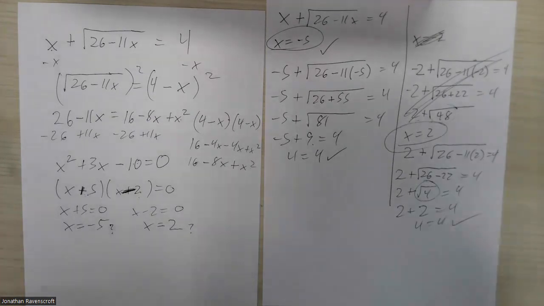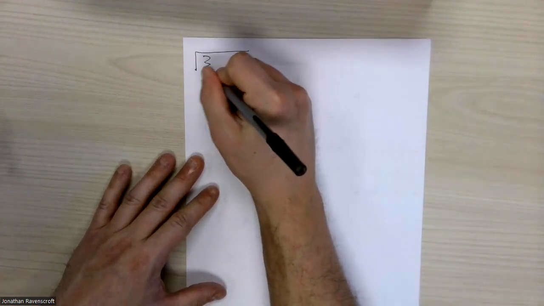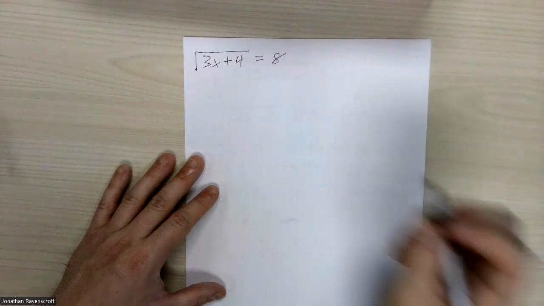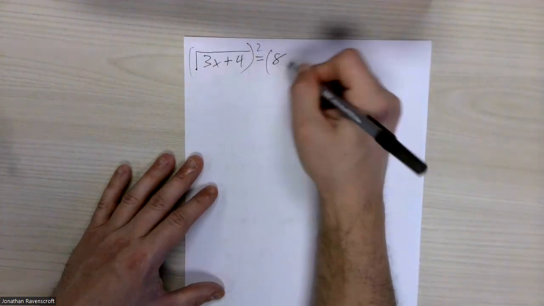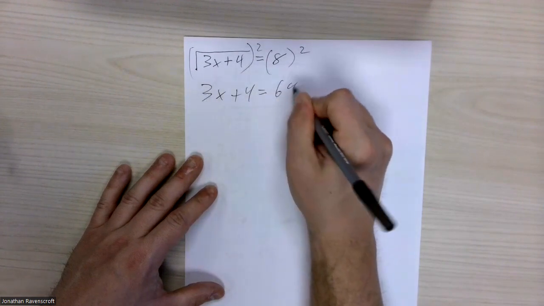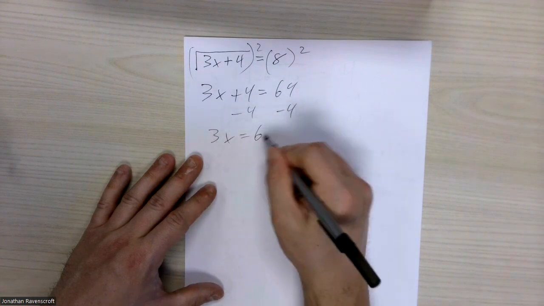So try out the practice problems. They're going to work much the same way. Try those on your own. If you look at the first one, square root of 3x plus 4 equals 8. Well, you'll do the same thing here, square both sides. 3x plus 4 equals 64, and you get a nice easy equation to solve.